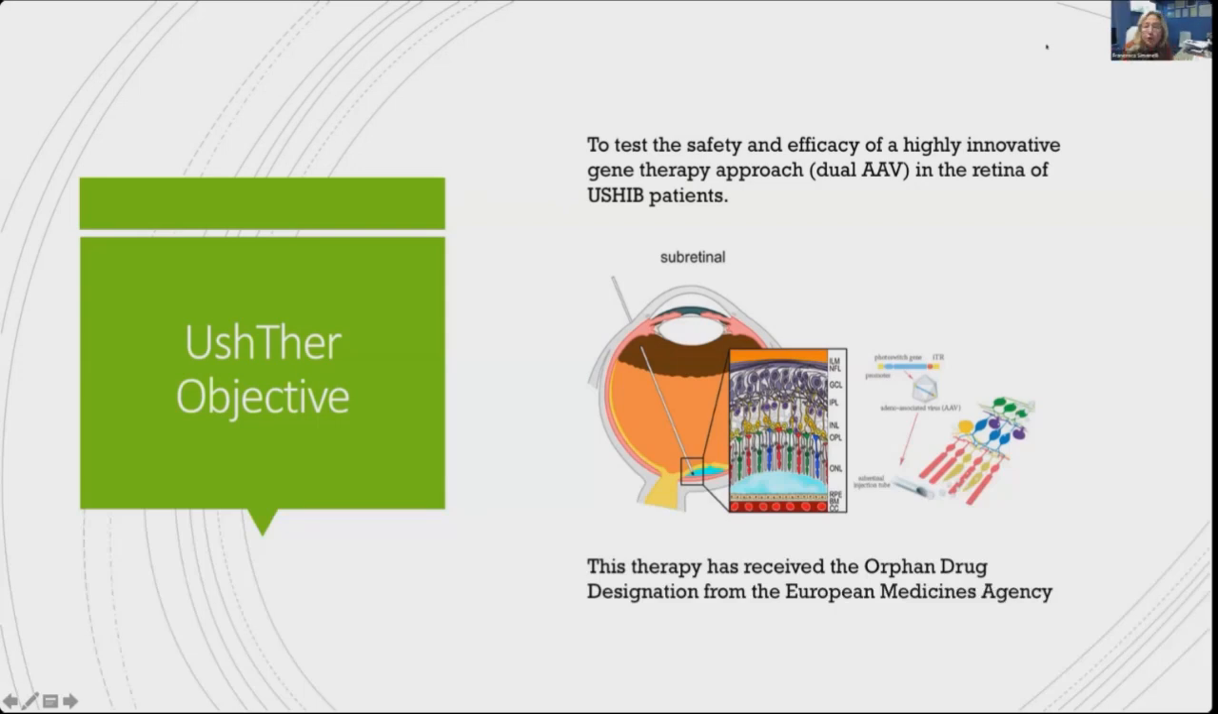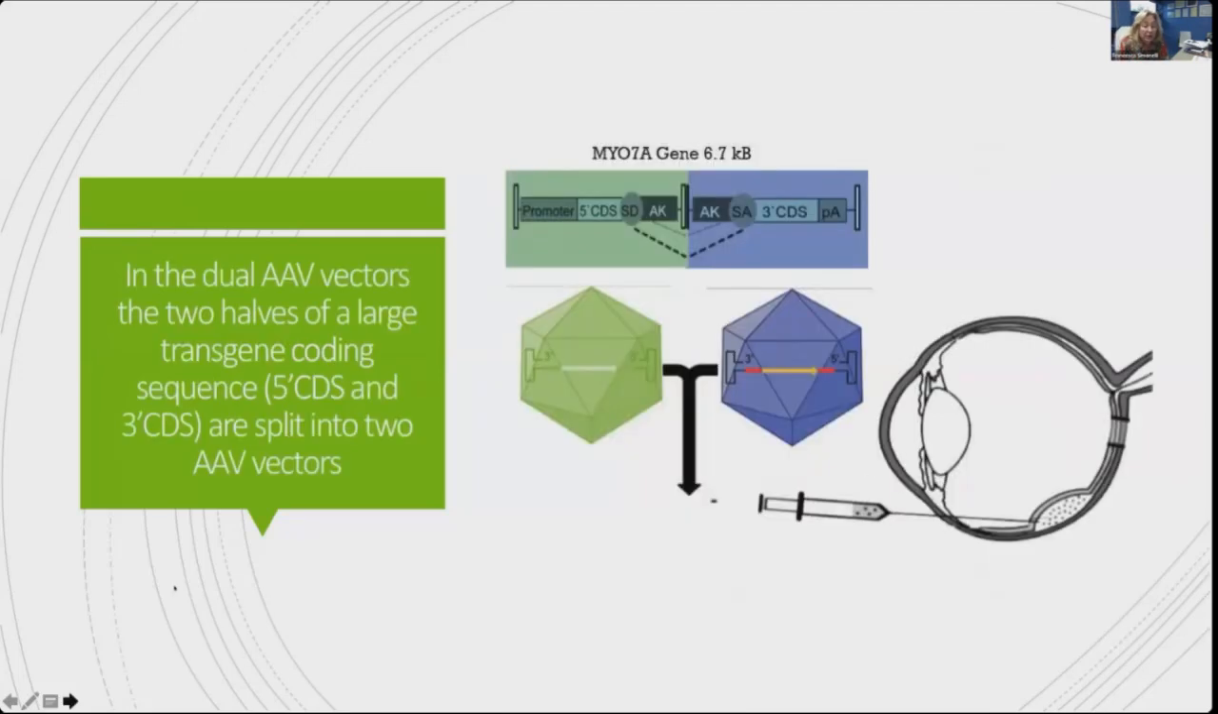To test the safety and efficacy of a highly innovative gene therapy approach with the dual AAV in the retina of Usher 1b patients. In dual AAV vectors, the 2 halves of a large transgene coding sequence are split into two AAV vectors.